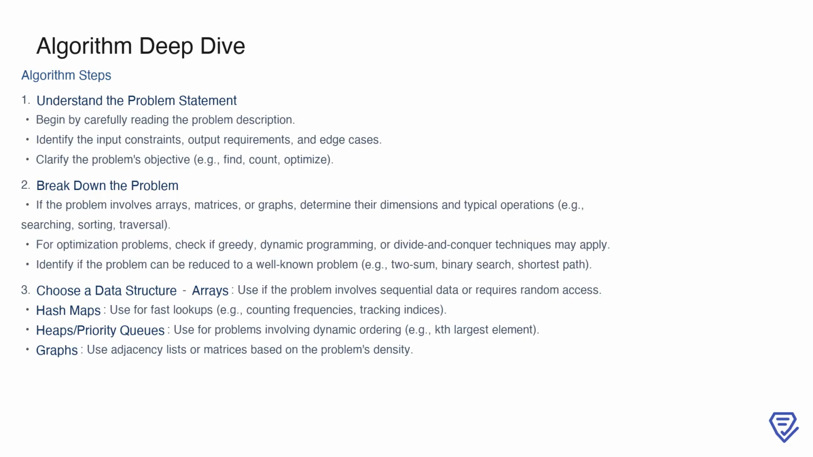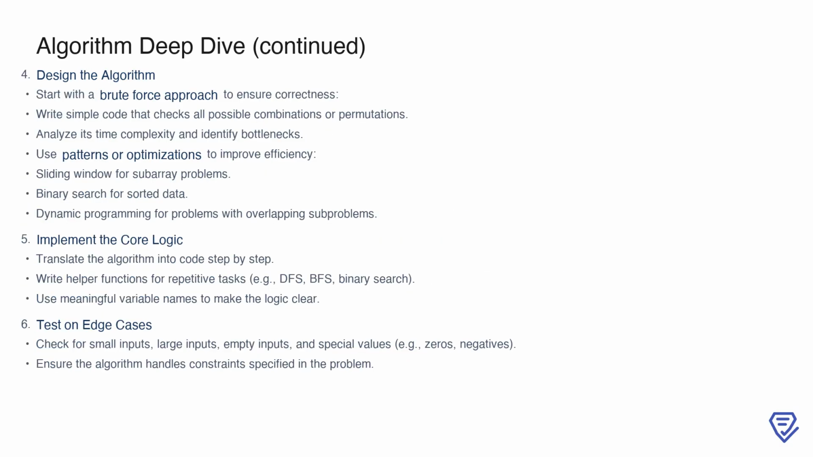Finally, selecting the right data structure is crucial. Arrays are great for sequential data, while hash maps excel at fast lookups. For dynamic ordering tasks, heaps or priority queues are the better choice. If the problem involves relationships or connections, graphs and their representations, such as adjacency lists or matrices, will be key to a solution.